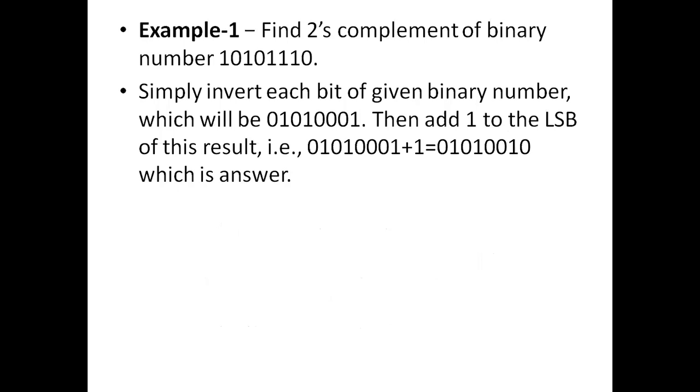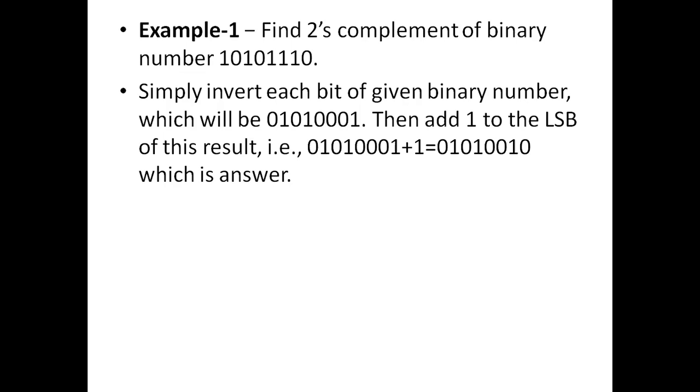So let us discuss one example. Find the two's complement of the binary number 1010111110. The first step is to convert the binary value into one's complement. One's complement is the inversion of the input values. And then add 1 to the least significant bit of the one's complement value. The result is called the two's complement binary number.